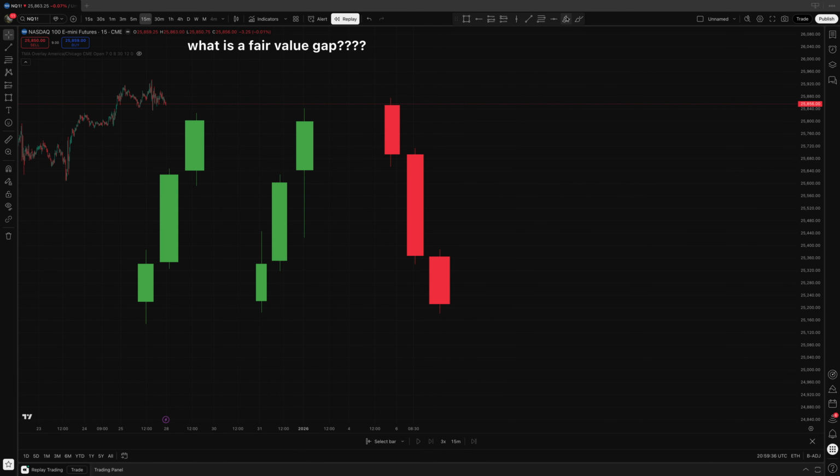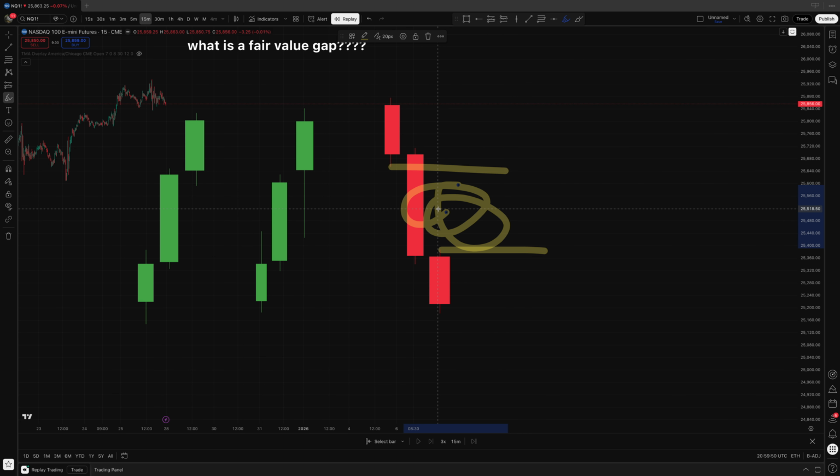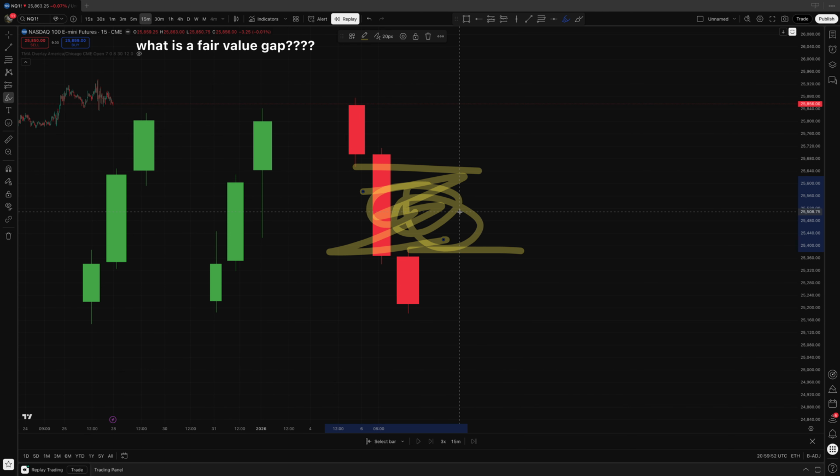So this is the bottom of the first candlestick's wick, and this is the top of the third wick. This gap is imbalance, meaning that obviously this is a fair value gap. This is a valid fair value gap where the market needs to retrace back into it to fill it in, because it's imbalance.